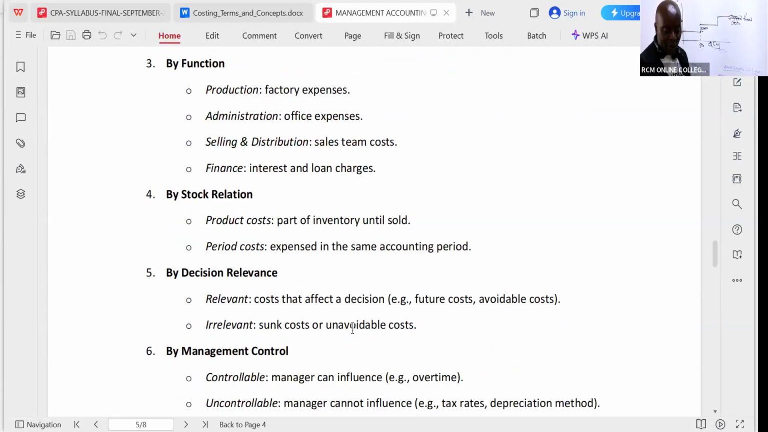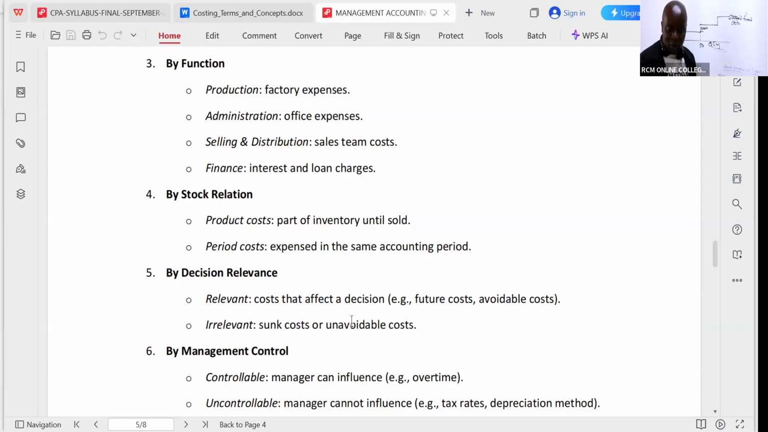By decision relevance. So we have those costs which are relevant, which are futuristic. Relevant costs are costs that affect a decision, e.g. future costs. They're also called avoidable costs. We'll be able to see them as we progress. And then we have irrelevant. Irrelevant are sunk costs or unavoidable costs because you have already incurred them.